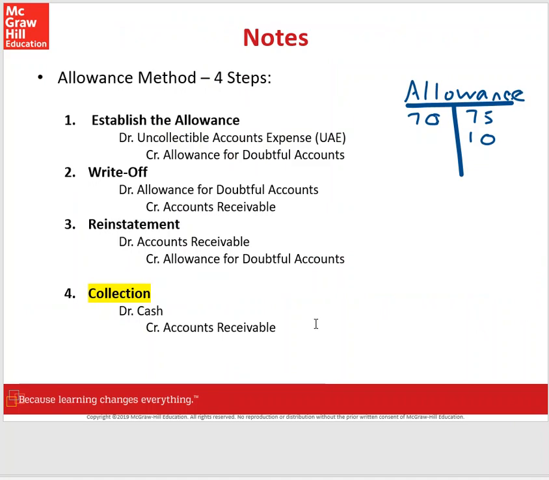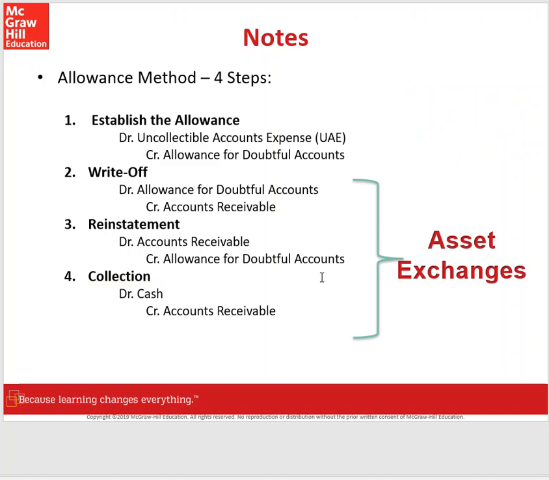So our step 4, of course, is that collection, debit cash and credit accounts receivable. So that's the 4 steps of the allowance method. One thing I do want to point out as we do this, step 1, where we establish the allowance, that's the only step where the income statement is affected, where we debit uncollectible accounts expense. After that, steps 2, 3, and 4, those are all just asset exchanges.